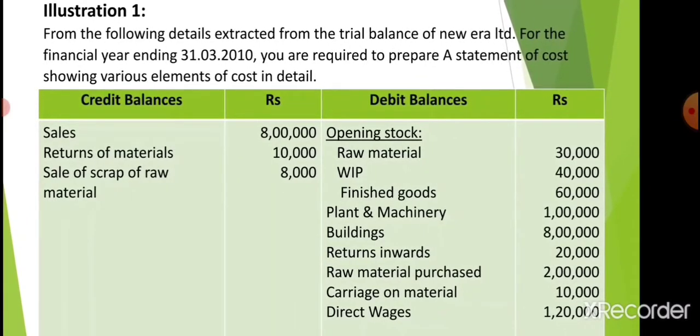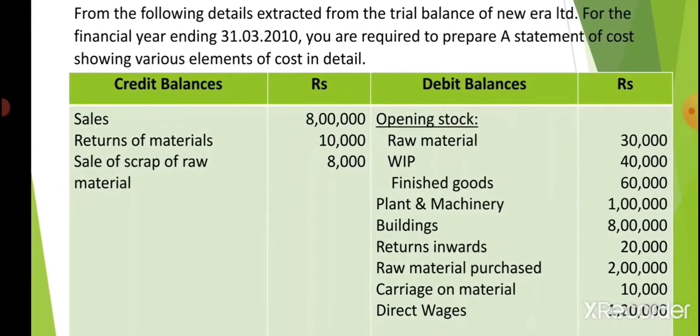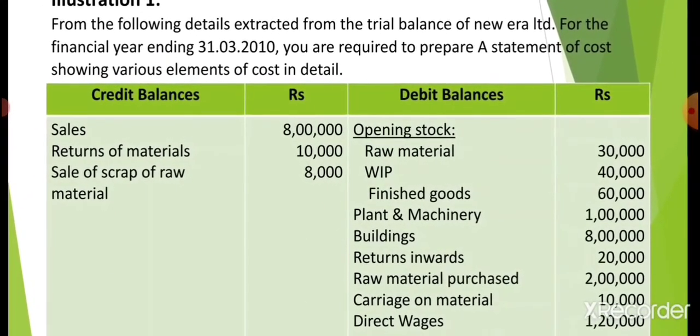Okay, credit balances: sales 8 lakh, returns of material 10,000, sale of scrap of raw material 8,000. Sales is required for the cost sheet, that is sales revenue. At the end we have to take the sales revenue to find out the profit balance. Return of materials means return of raw material, and it should be taken for the consideration of the raw material consumed. Next, sale of scrap of raw material. This also has to be taken for the calculation of the raw material consumed.